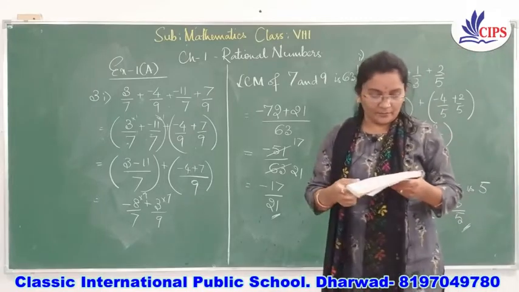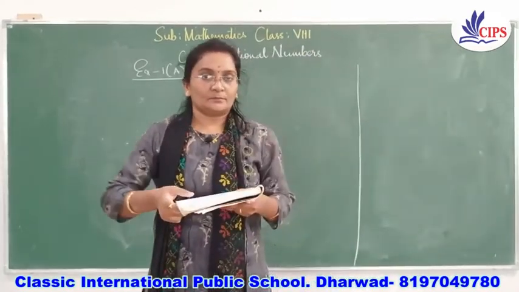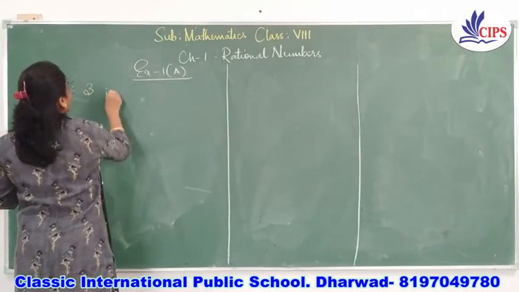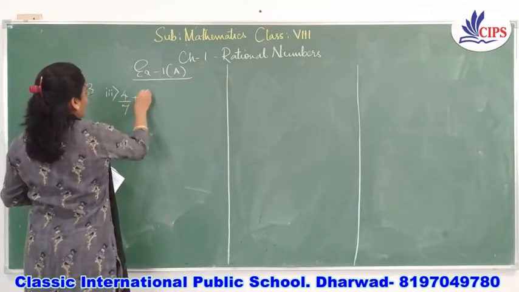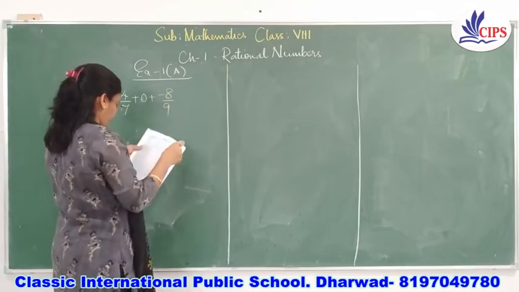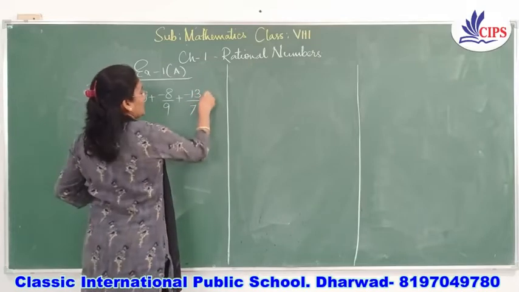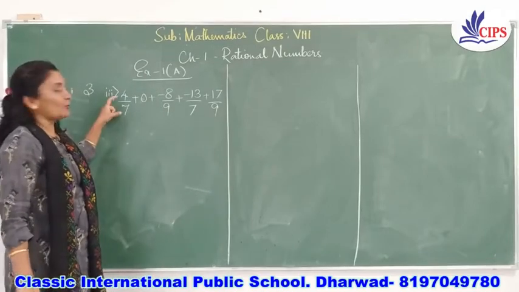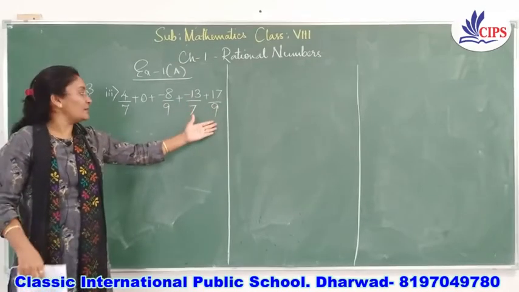Understood? Okay, we'll go for the next sum, that is the third sum. So the third sum is 4 by 7 plus 0 plus minus 8 by 9 plus minus 13 by 7 plus 17 by 9. So here they have given you 5 numbers: 4 by 7, 0, minus 8 by 9, minus 13 by 7 and 17 by 9.